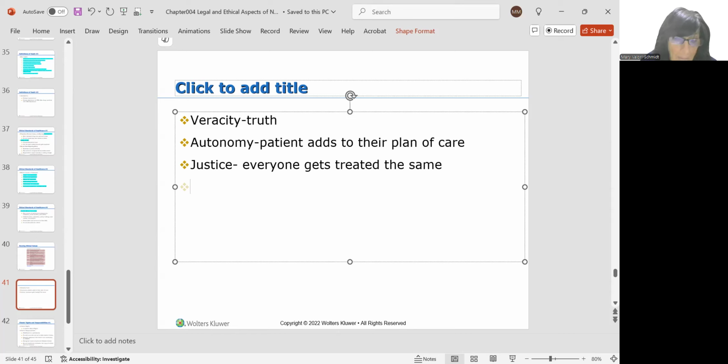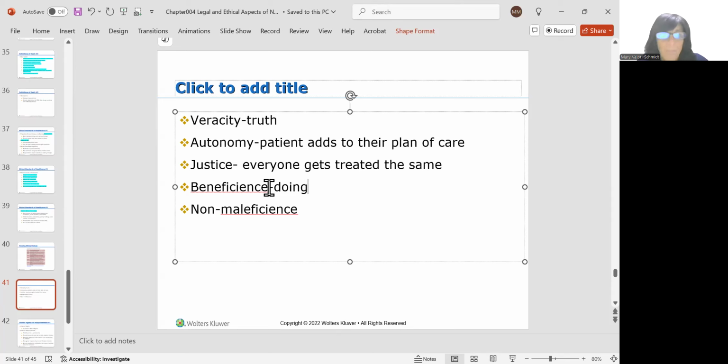And we have beneficence and non-maleficence. Beneficence. And then we have non-maleficence. Beneficence is doing a good thing, right? Actively doing a good thing, right? So doing good, like doing CPR on someone if you find them lying on the ground.